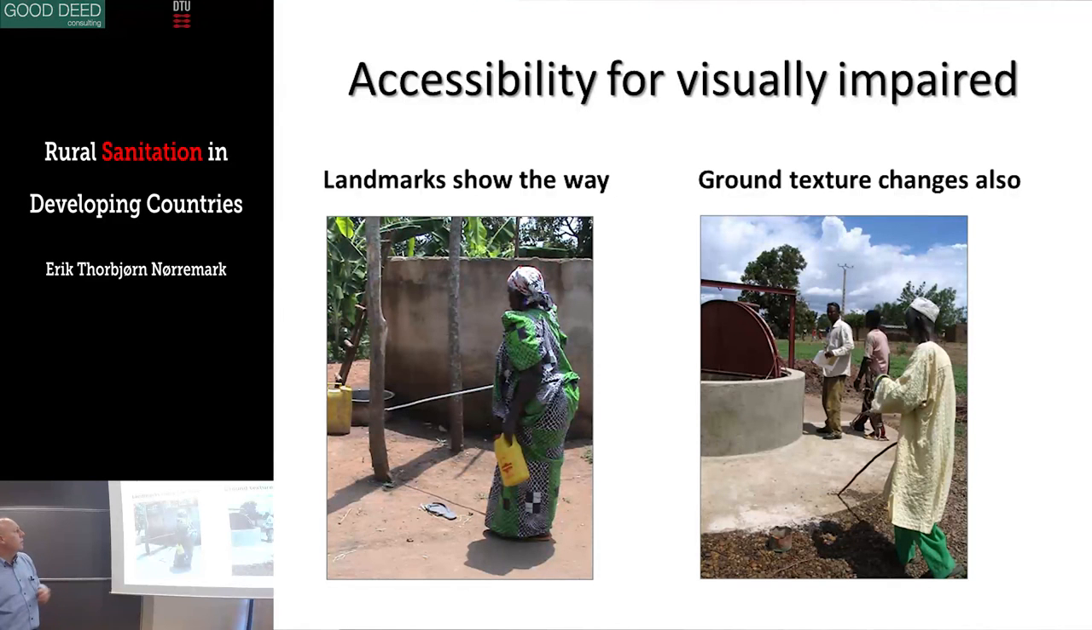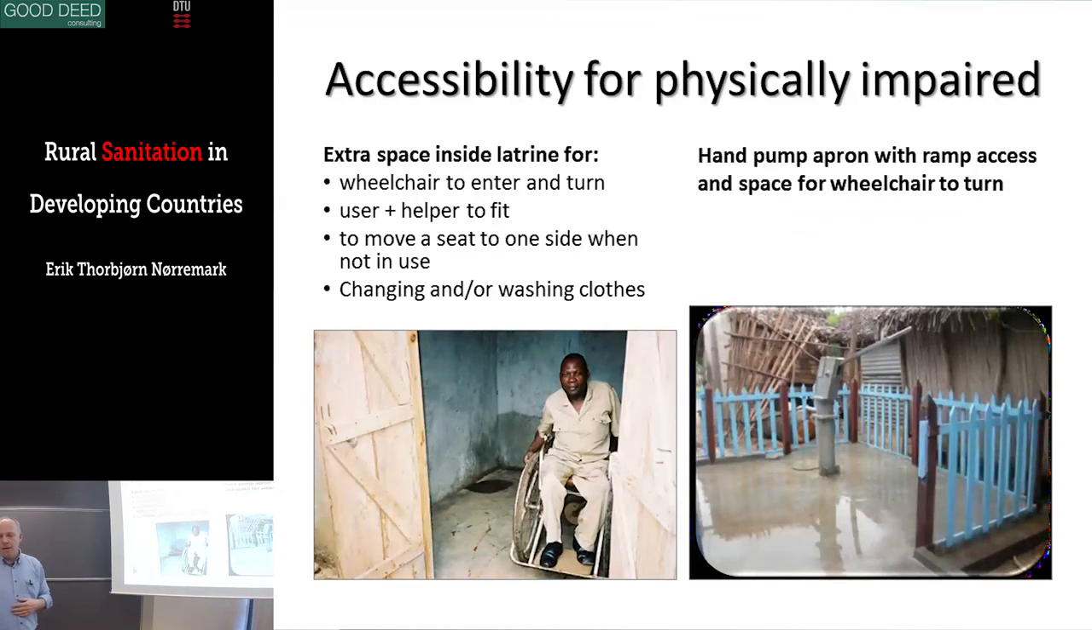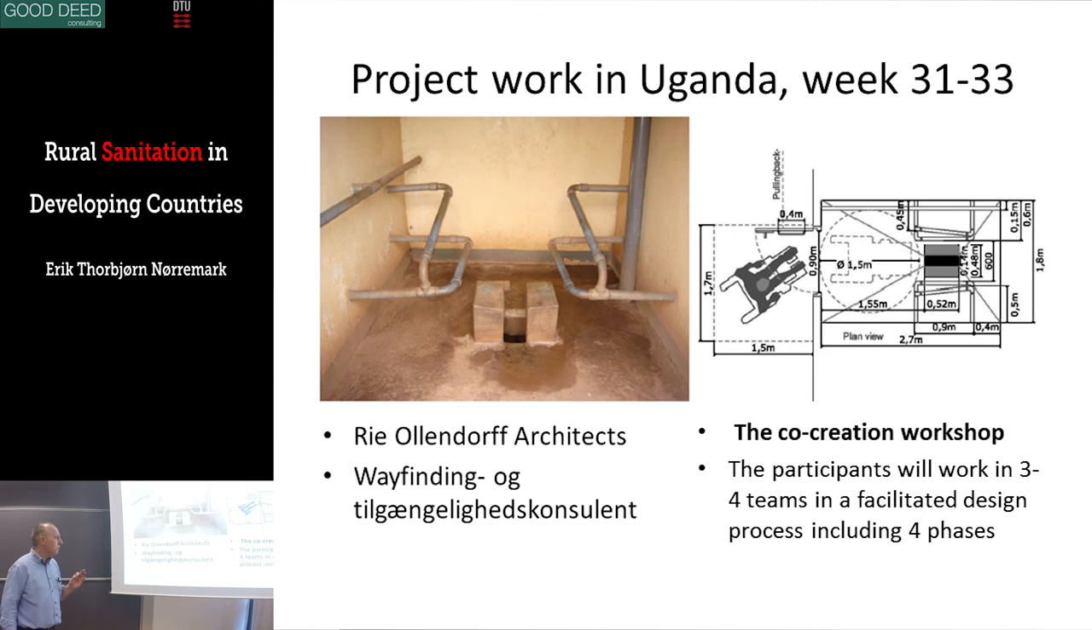Here we're talking about visually impaired, blind people. Landmarks, texture in the ground, so they can feel where they are walking. This is about size of the latrine cubicle, and also for the hand pump. So you just have it in the back of your head that you might need a little bit extra space for those people.